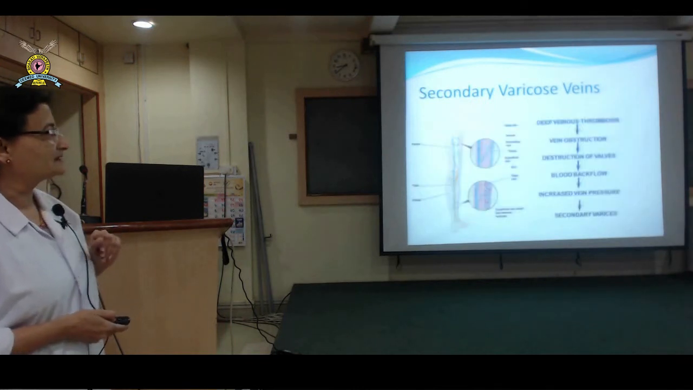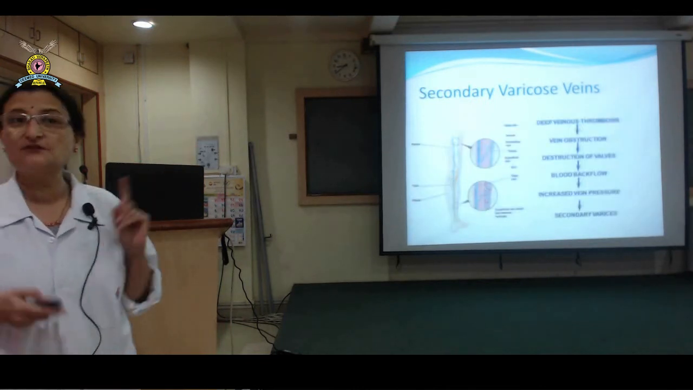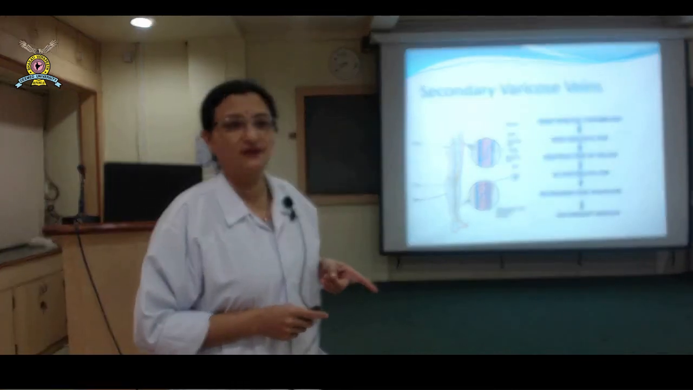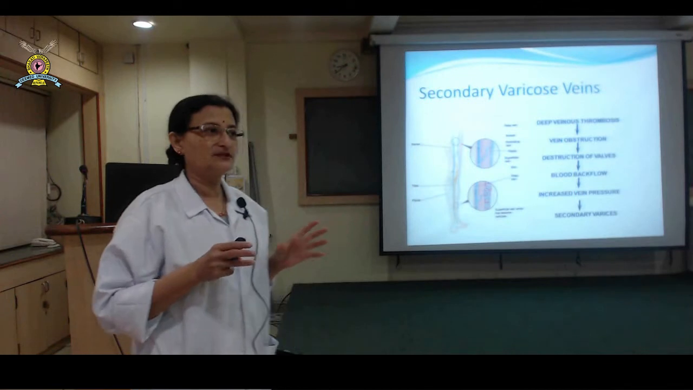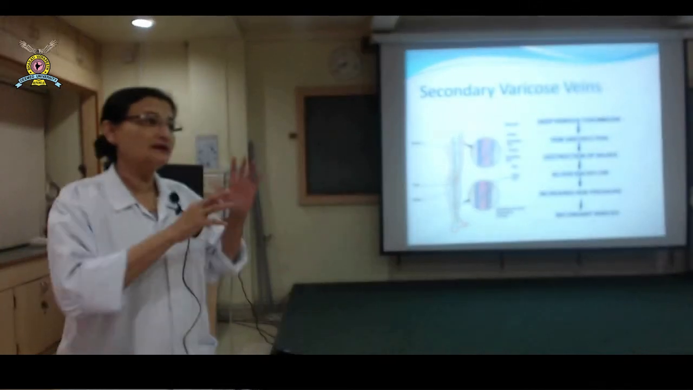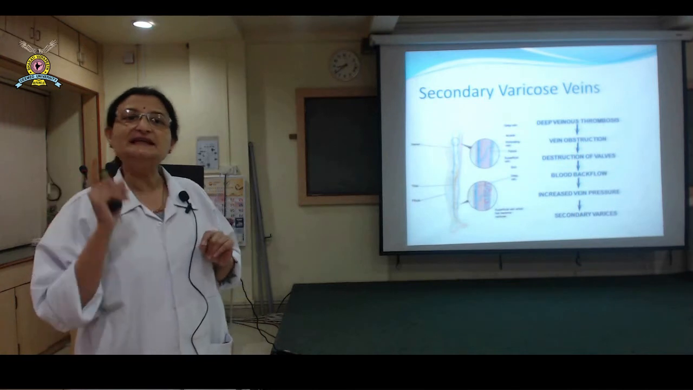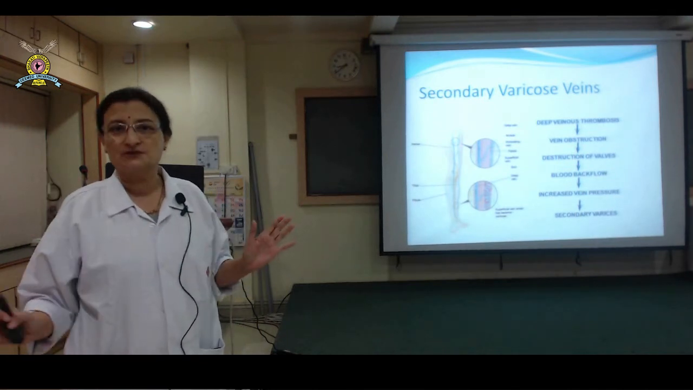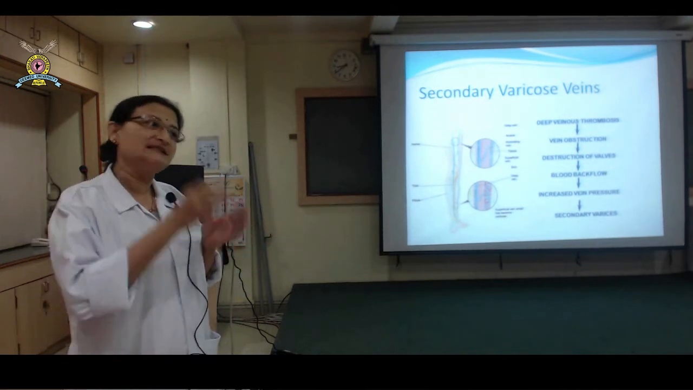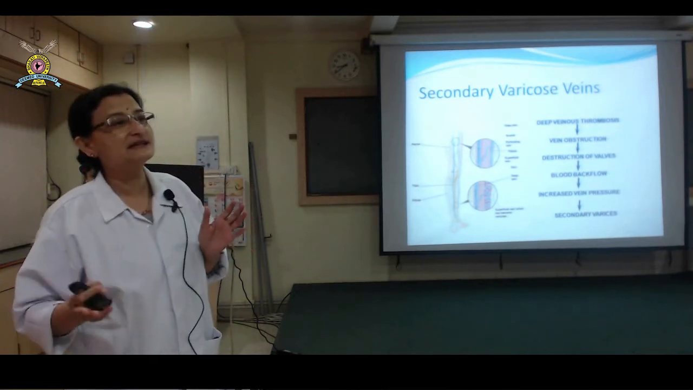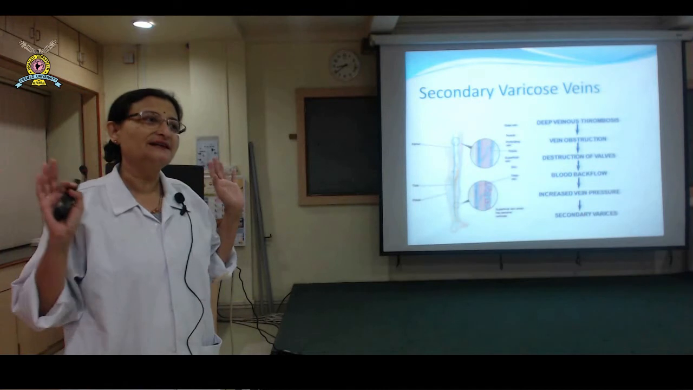Secondary, deep veins. So what happens? Deep vein thrombosis. Now we need to understand why deep vein thrombosis leads to varicosity. So what is happening? The whole deep vein channels, basically the indirect perforators, get thrombosed. Indirect perforators inside also have lots of valves. So when this thrombus recanalizes, those valves are destroyed.